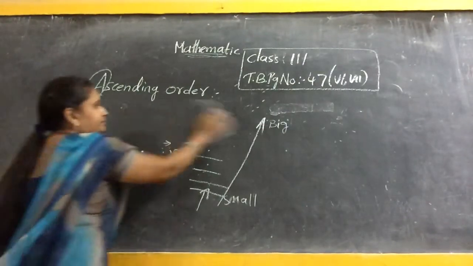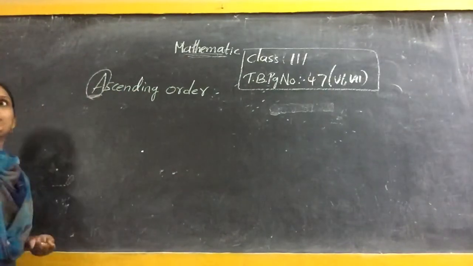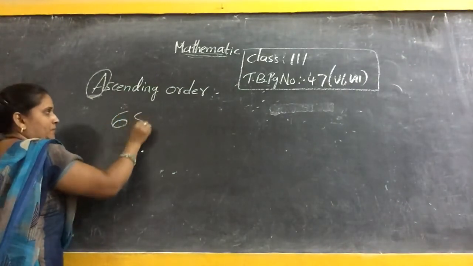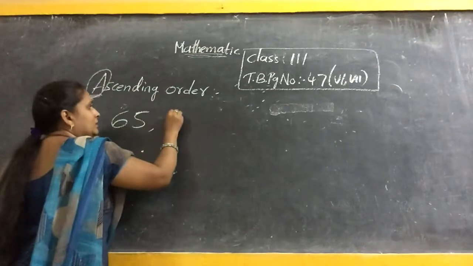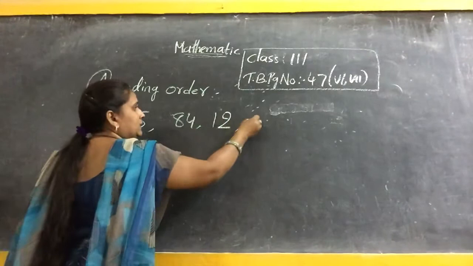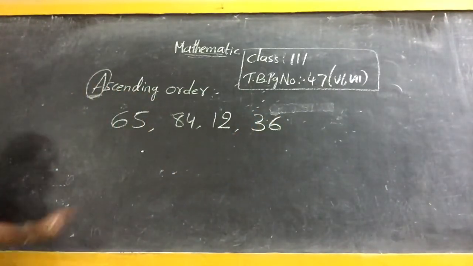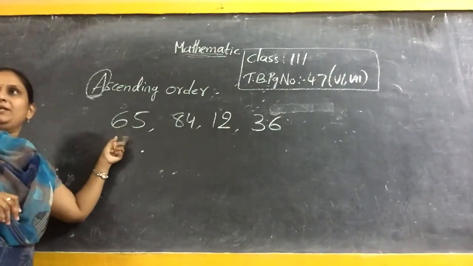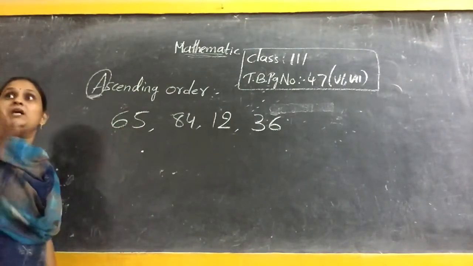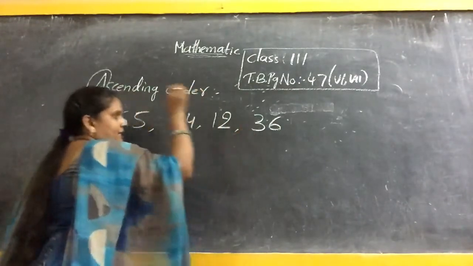Look at the board. See, first I am writing 2-digit numbers. Look at the board. 65, 84, 12, 36. Like that, 4 numbers are there. How many digits are there, children, in this? Tell me. 1, 2. 2 digits are there. How many numbers are there? 4 numbers are there. What are they? 65, 84, 12 and 36.